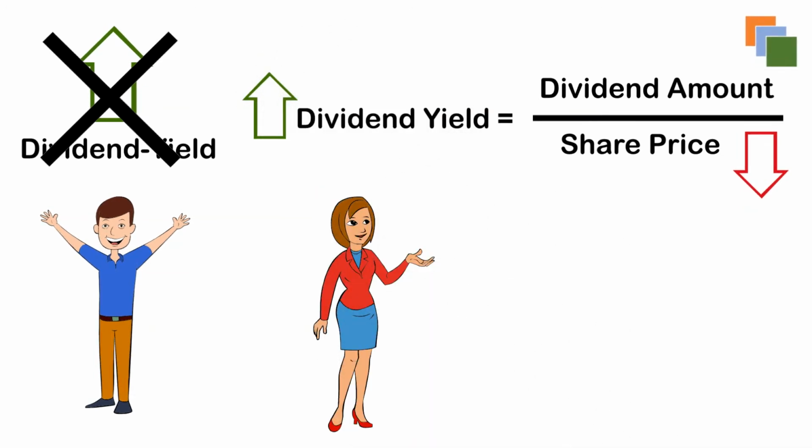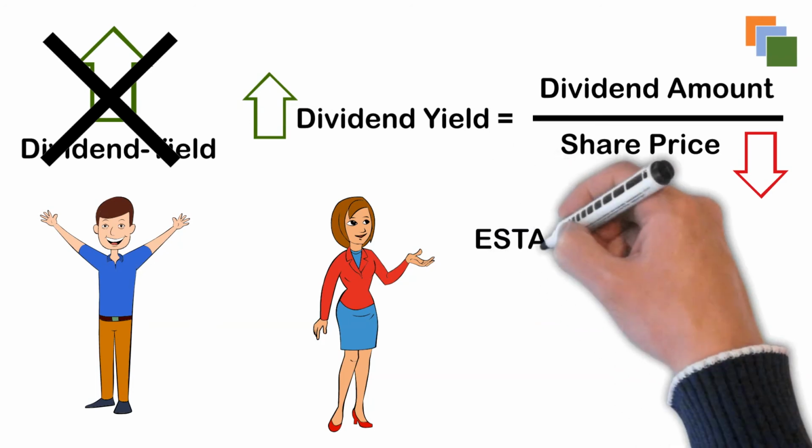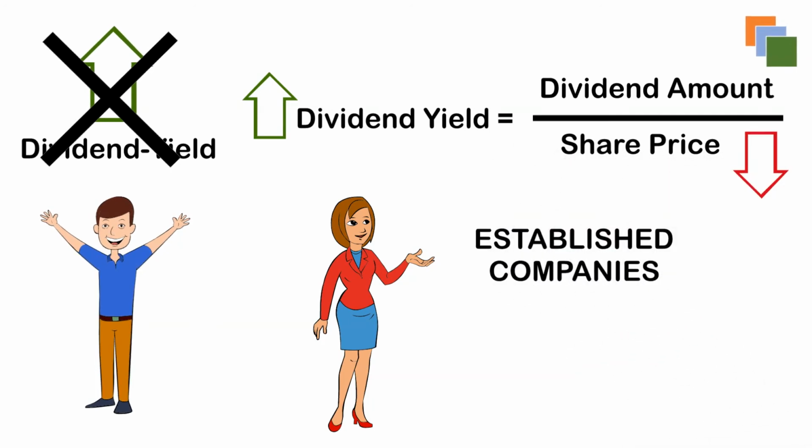So, if you're looking to invest in stable dividend yield companies, always watch out for established companies, which have a history of good earnings and growing dividends.